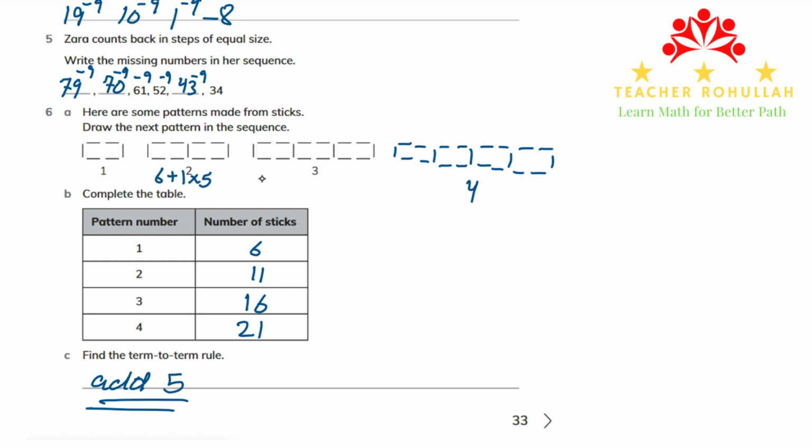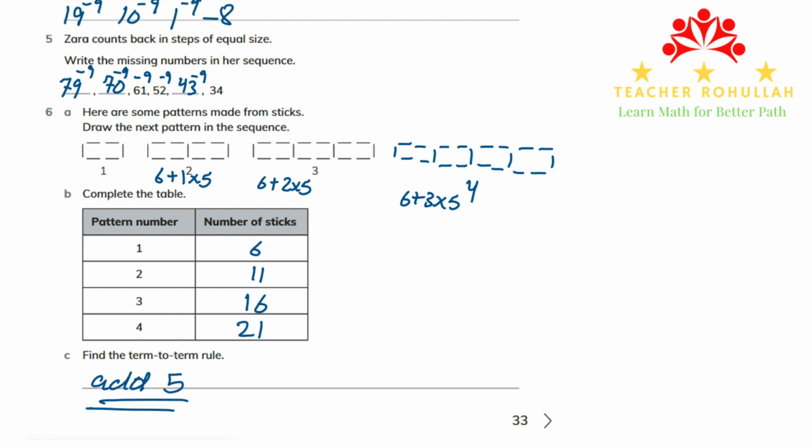The third one we can get by 6 plus 2 times 5. So 2 times 5 is 10, and 10 plus 6 is 16. And the fourth one we can get by 6 plus 3 times 5. 3 times 5 is 15, and 15 plus 6 is 21.